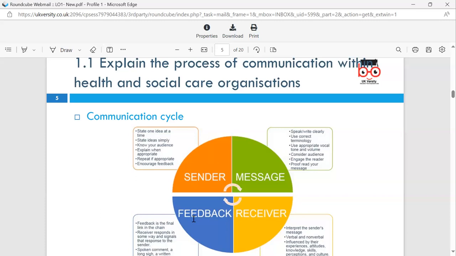The message here is speak and write clearly. Use correct terminology. Why is it important, Vanessa, to use correct terminology?